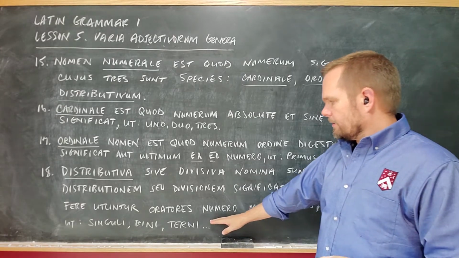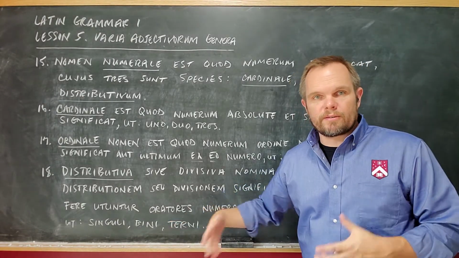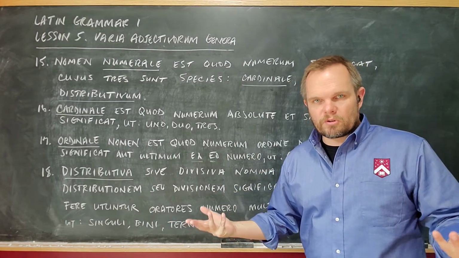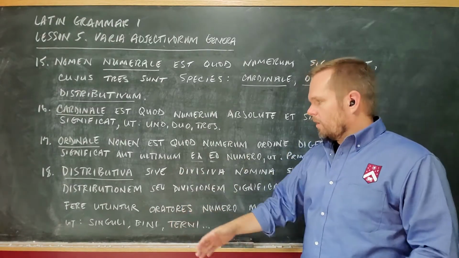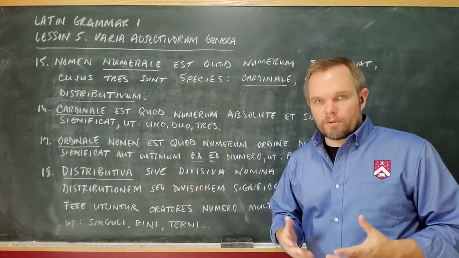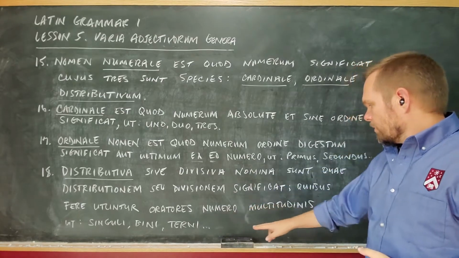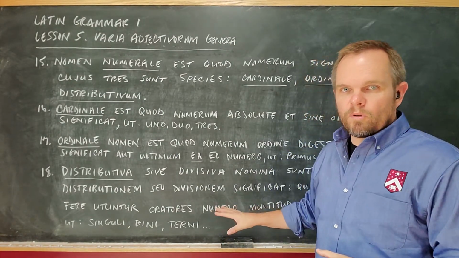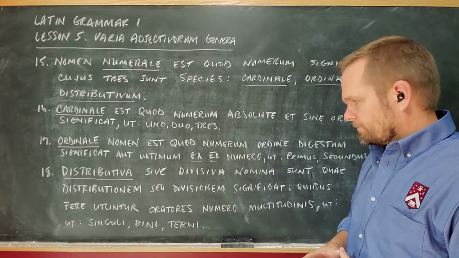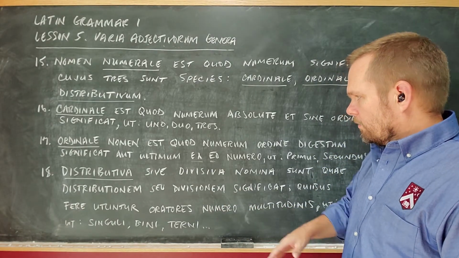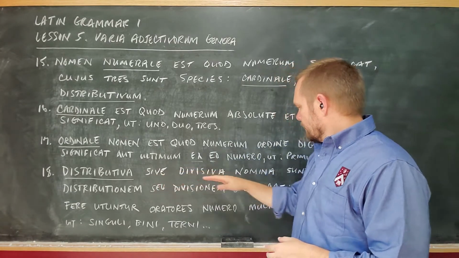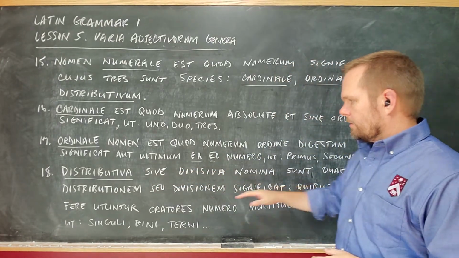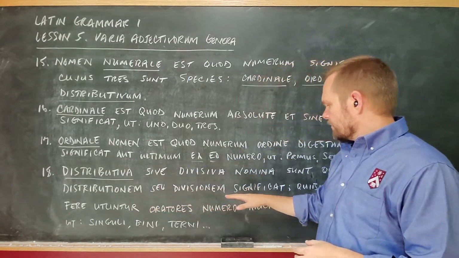It's simply telling us that the orators, like Cicero, the famous speakers, in their speeches often used distributive numbers, numero multitudinis, for the number of a multitude. All right, we'll learn more about that when we study syntax. So, distributive nouns are those which distribution or division signify.